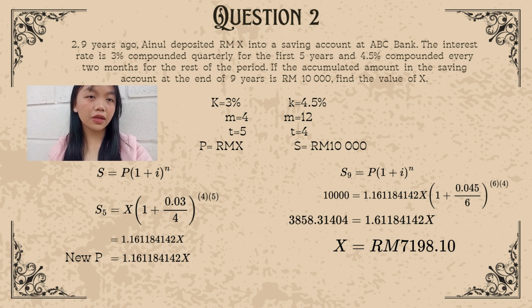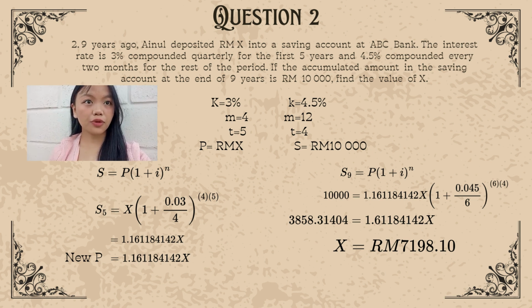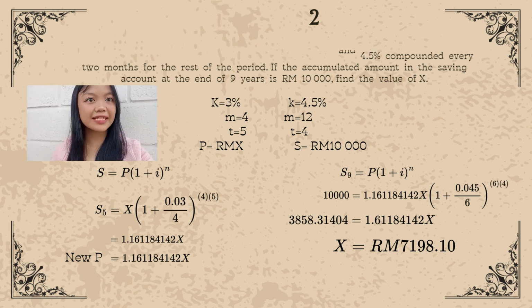So, after having the 2 stages' information, we can use the basic compound interest formula to calculate the total growth across both stages and set that equal to the final 10,000 ringgit, and it will show that the initial amount, which is X, had to be 11,198 ringgit and 10 cents.